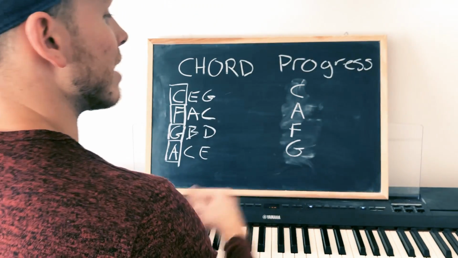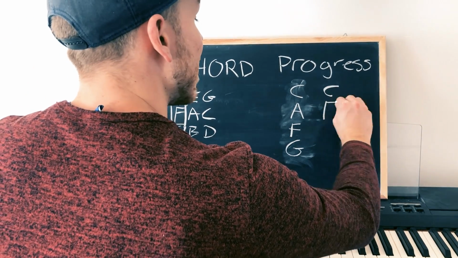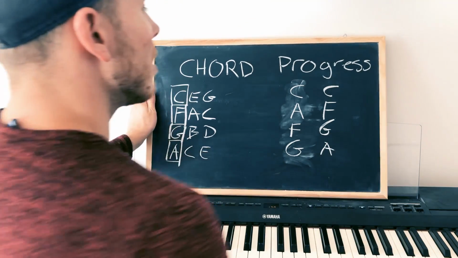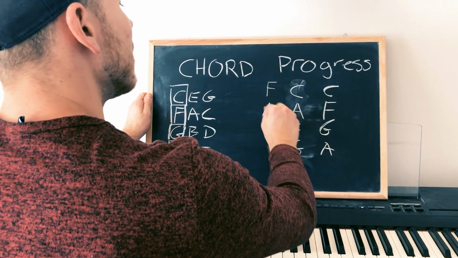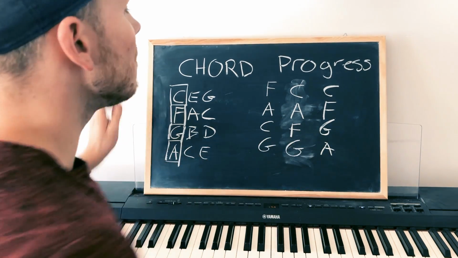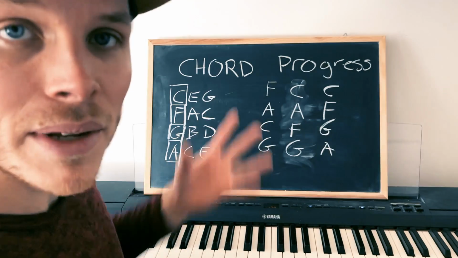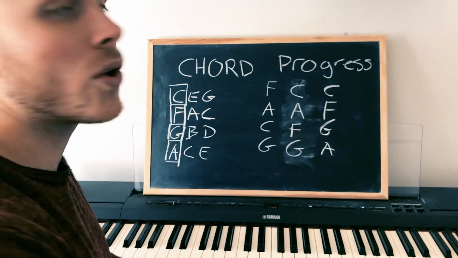Okay, so we have C, A, F, G. We could have C, F, G, A. But we can also start on another chord. We could start on F and go A, C, G. And with all of these different combinations, you will eventually end up on a song.